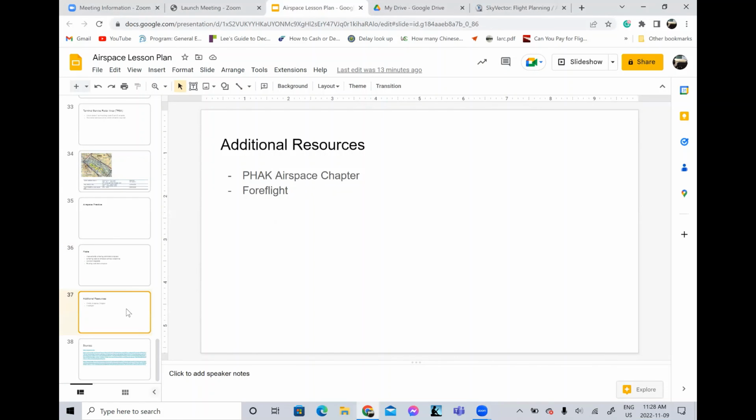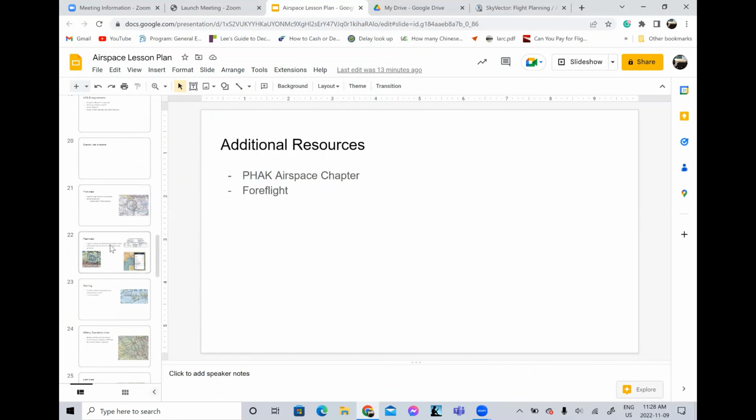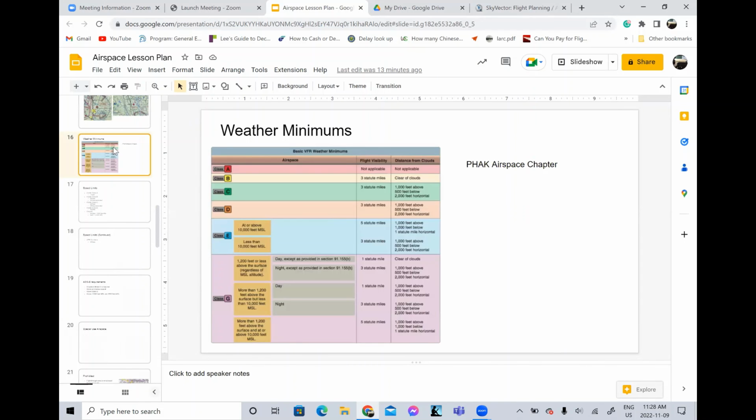So let's take a look at some additional resources to help with airspace. We always have the app ForeFlight on our iPad. If you're not sure what the dimensions for an airspace sector are, you can just tap and hold on it, and it will tell you what's there. And back to this image we had here for weather minimums, you can always reference this from the Pilot's Handbook of Aeronautical Knowledge, also known as the PHAK, and just go straight to the airspace chapter. You'll find this.